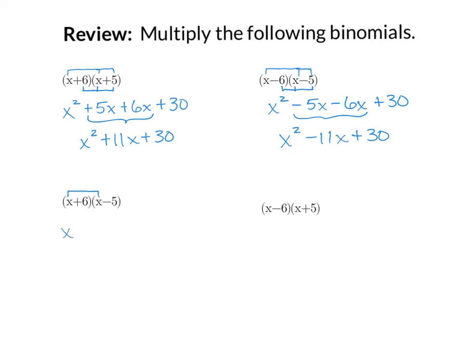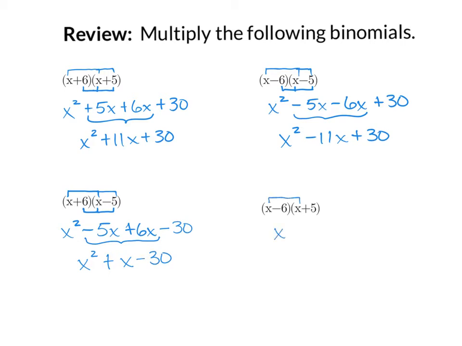Next one, same thing, we're going to change up some signs. First we get x squared. Outsides we get minus 5x. Insides we get plus 6x. Lasts we get minus 30. Combining our like terms gives us x squared plus x minus 30.